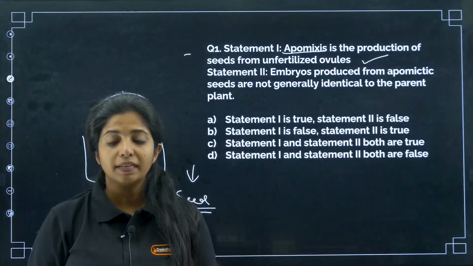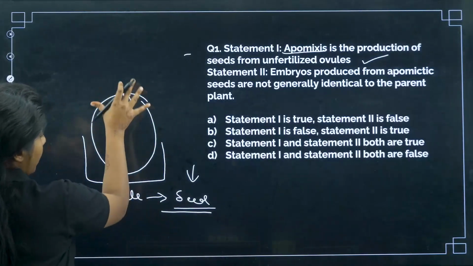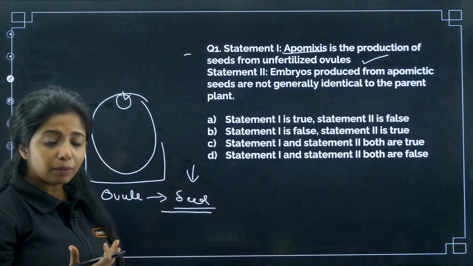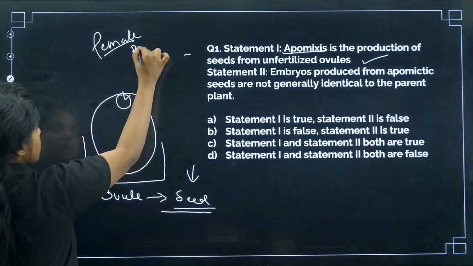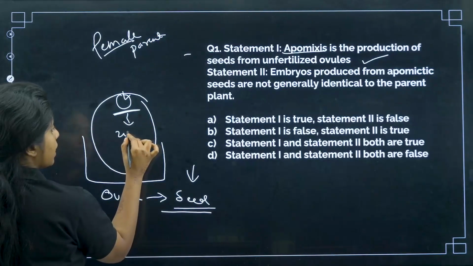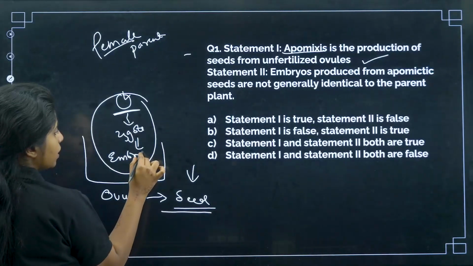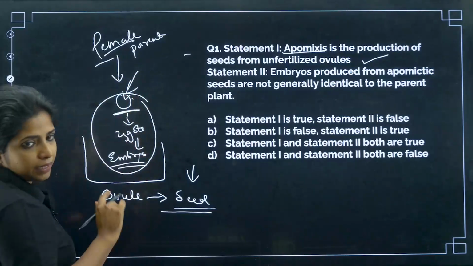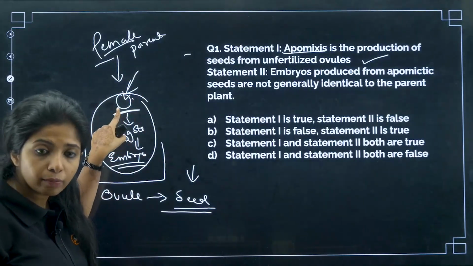Embryos produced from apomictic seeds are not generally identical to the parent plant. So suppose the parent plant, the female parent, has the ovule. Now, the egg cell which is there will form the zygote without fertilization. It will only turn into an embryo. So basically, didn't I start from a cell that is there in the female parent? So it will have all the features of the female parent.